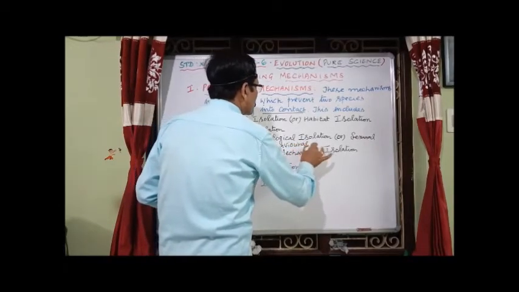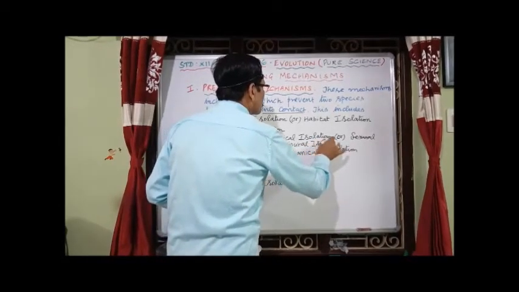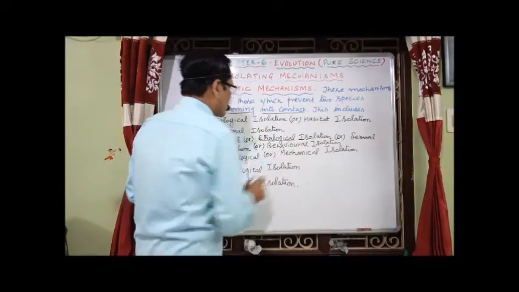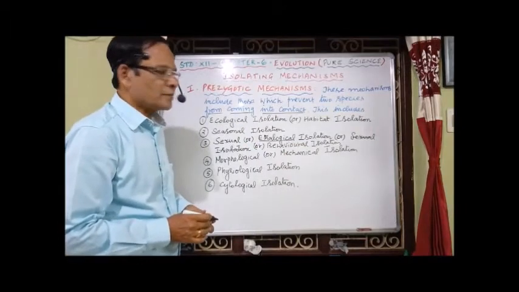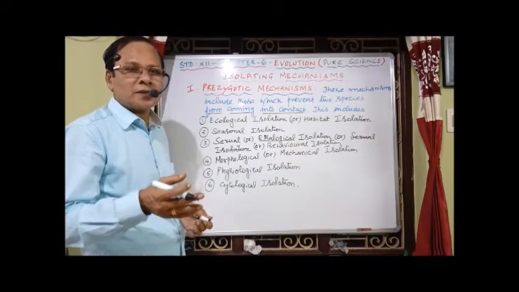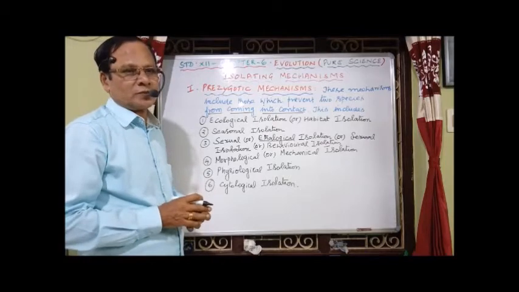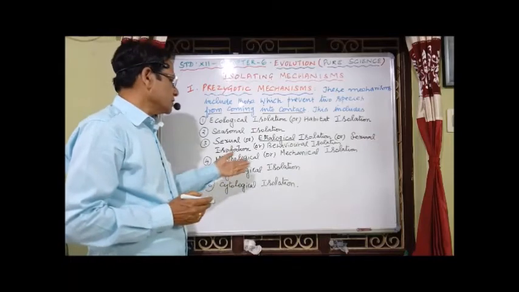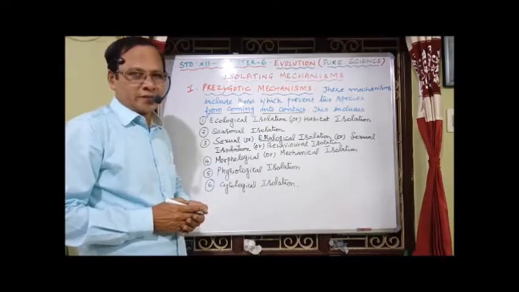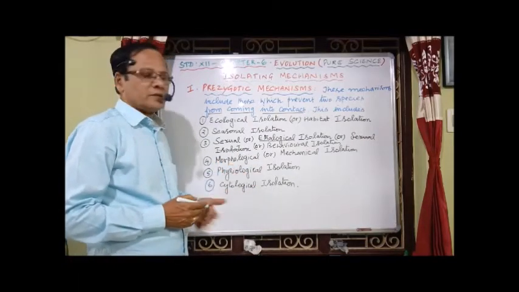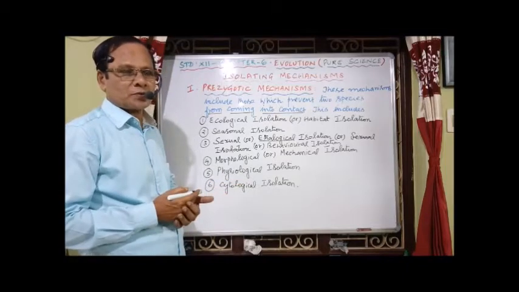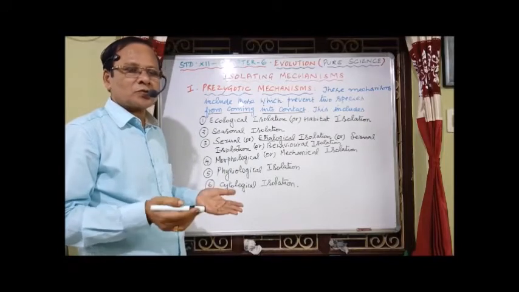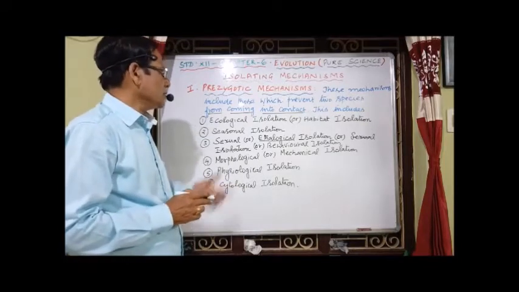Sexual behavior, behavioral isolation. Ethology means study of behavior. That's why it's called ethological isolation. Then morphological and mechanical isolation: the differences in external genitalia structure between two different species do not allow them to mate. Then physiological isolation, some physiological barriers. Then cytological isolation, a difference in number of chromosomes between two different species, or structural differences between the chromosomes of two different species. Okay, let's see one by one.